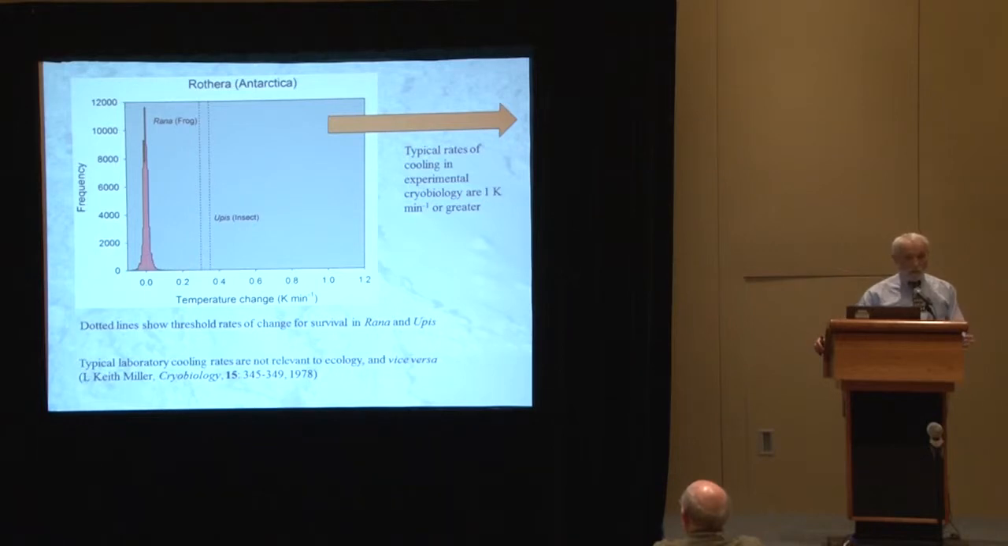It's not an original observation to me. I've gone back and quite easily found a reference saying exactly this in 1978 from Keith Miller, who actually did the Upis work, that the rates we use in the lab are an order of magnitude faster than those that are ecologically relevant.